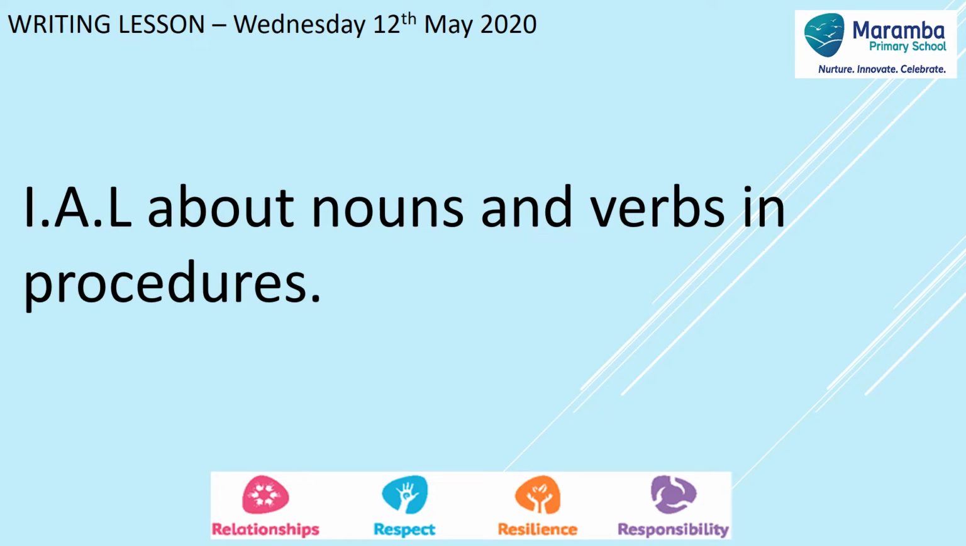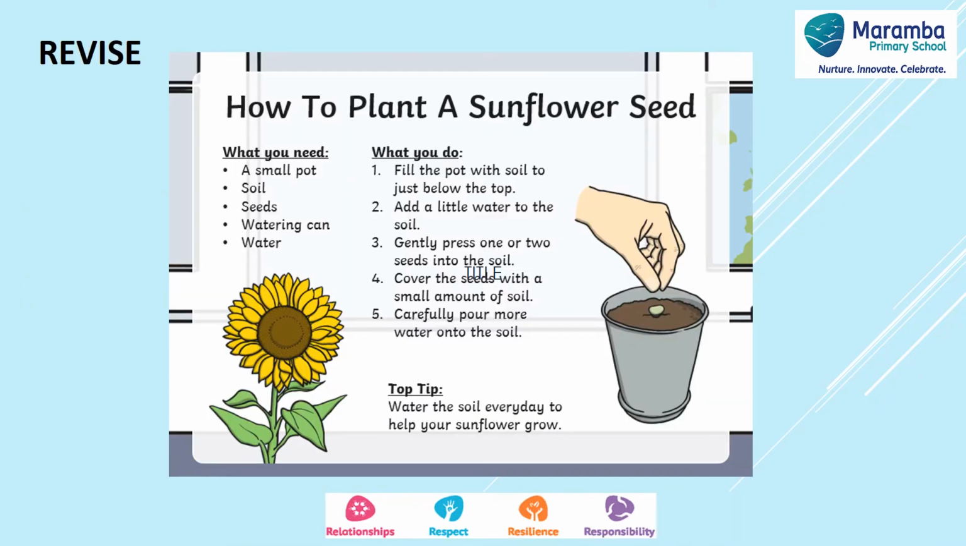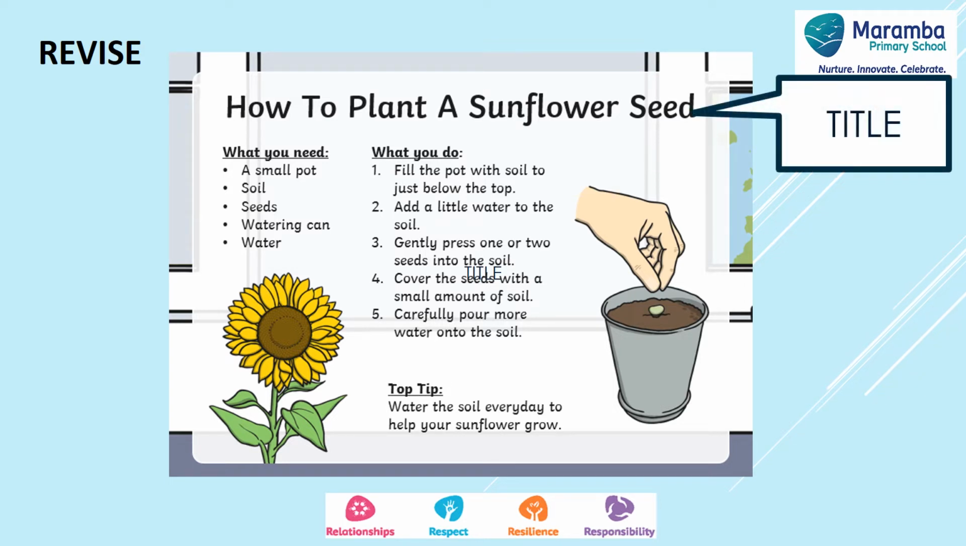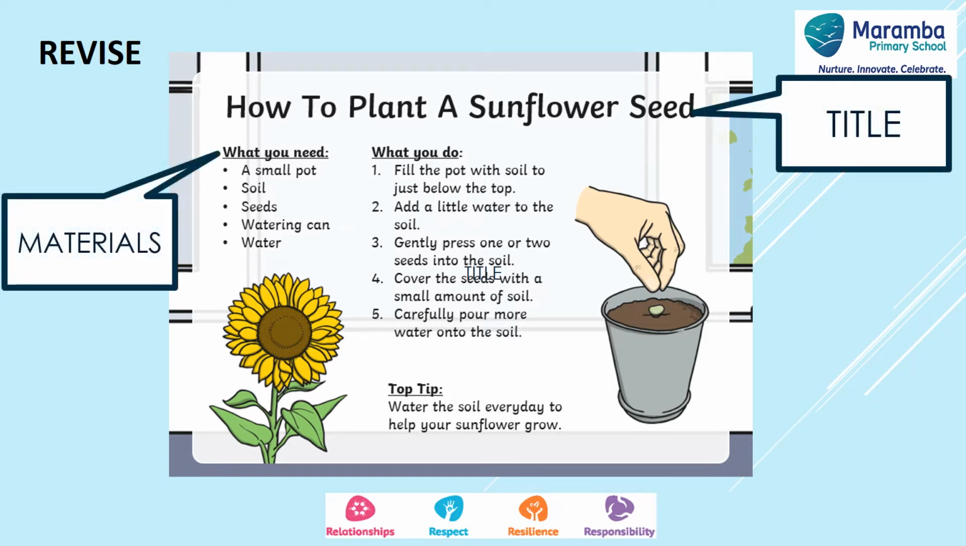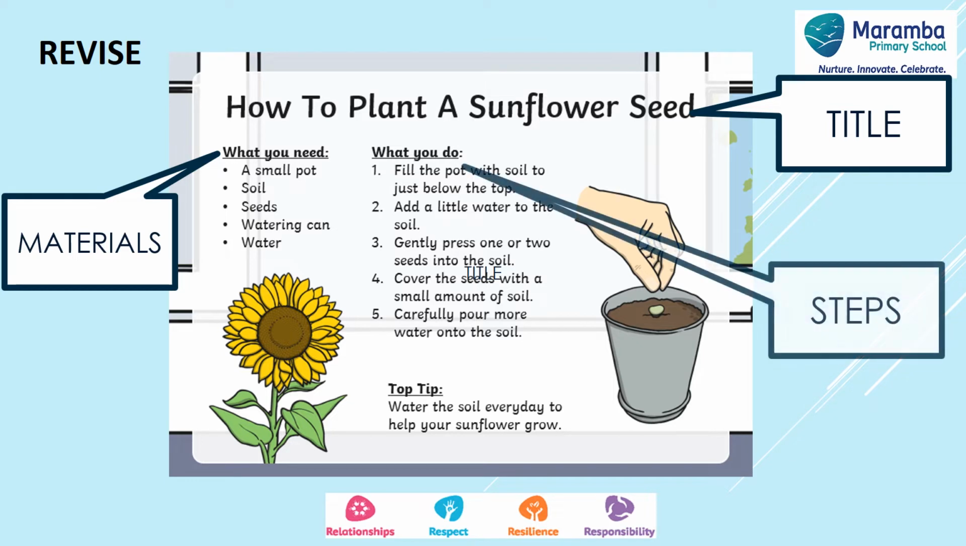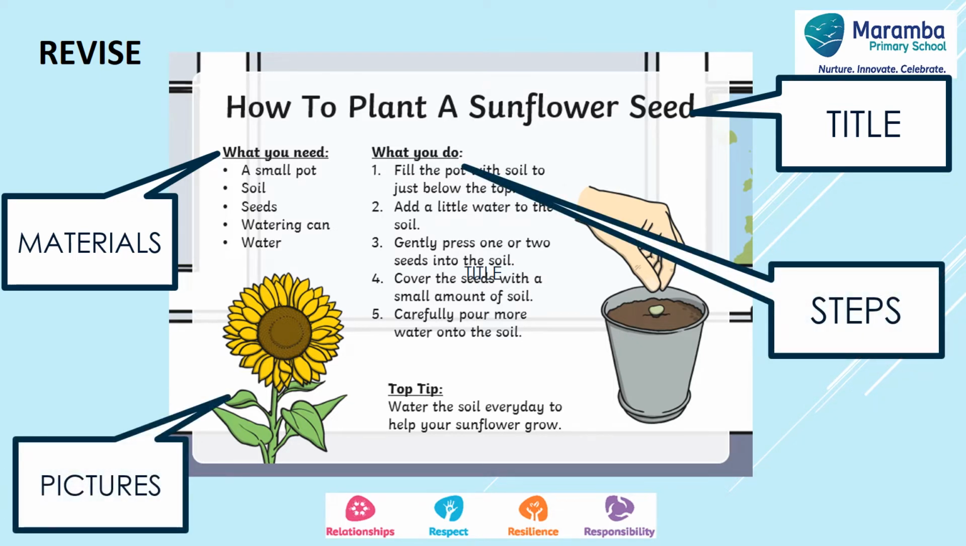Today's writing lesson for Wednesday, our learning intention is I am learning about nouns and verbs in procedures. Let's have a look at our sunflower seed planting procedure again. This is the title. These are the materials. These are the steps. And of course we have the pictures.